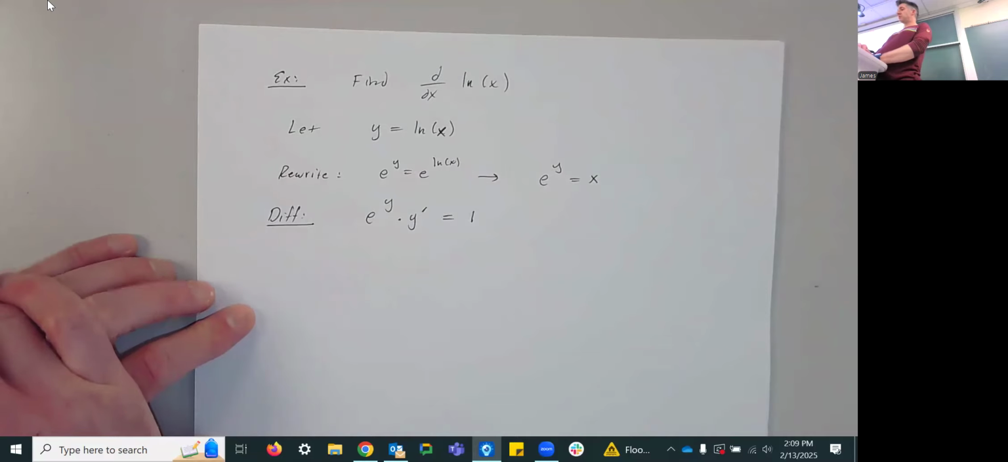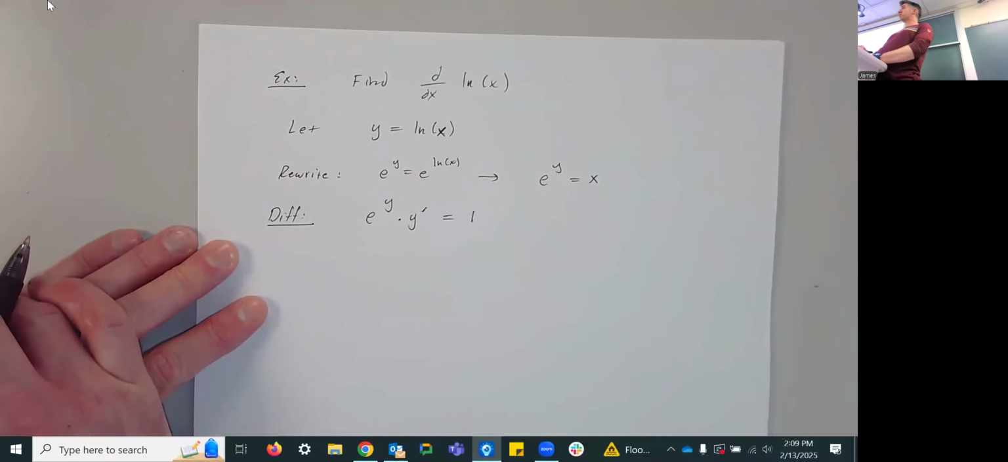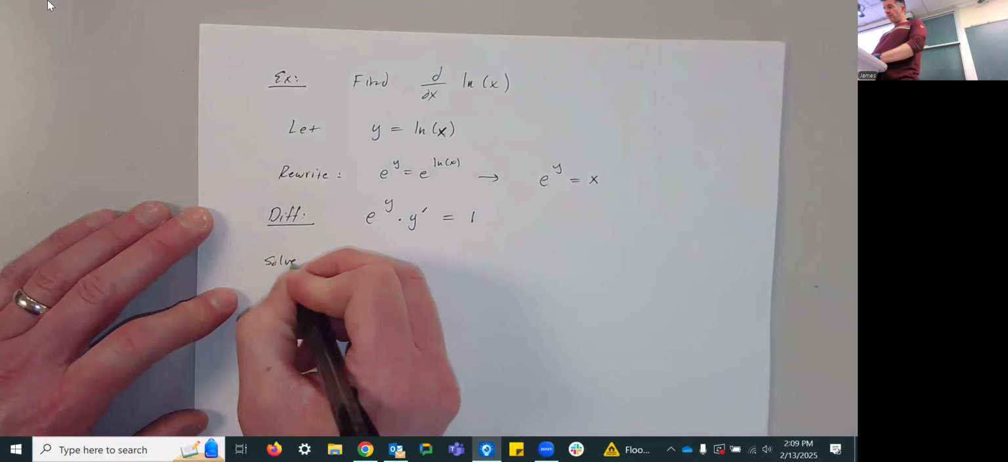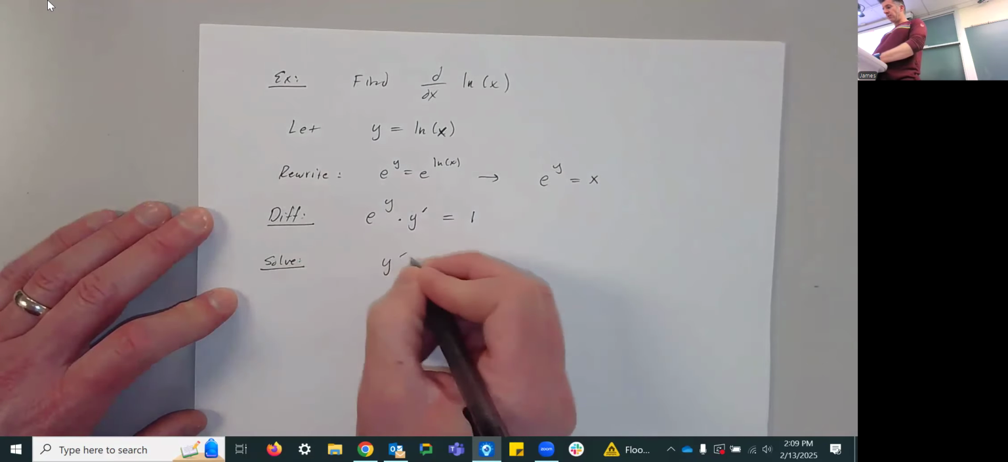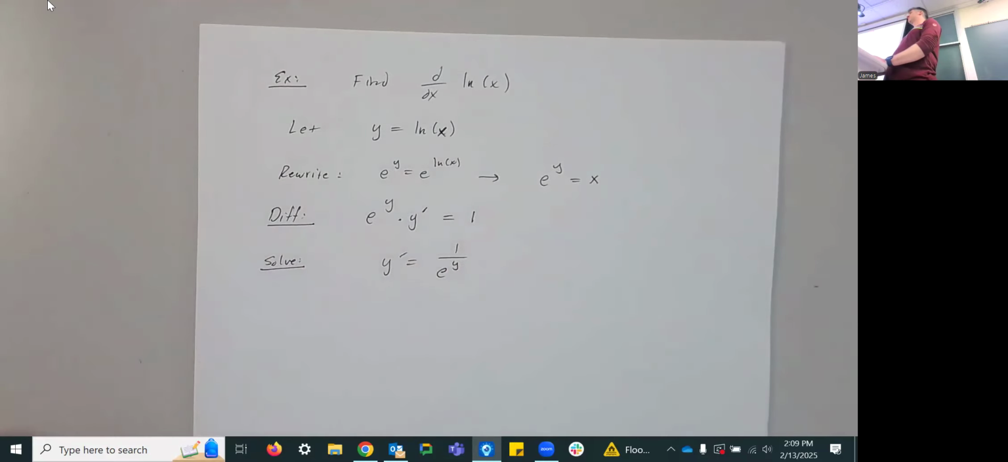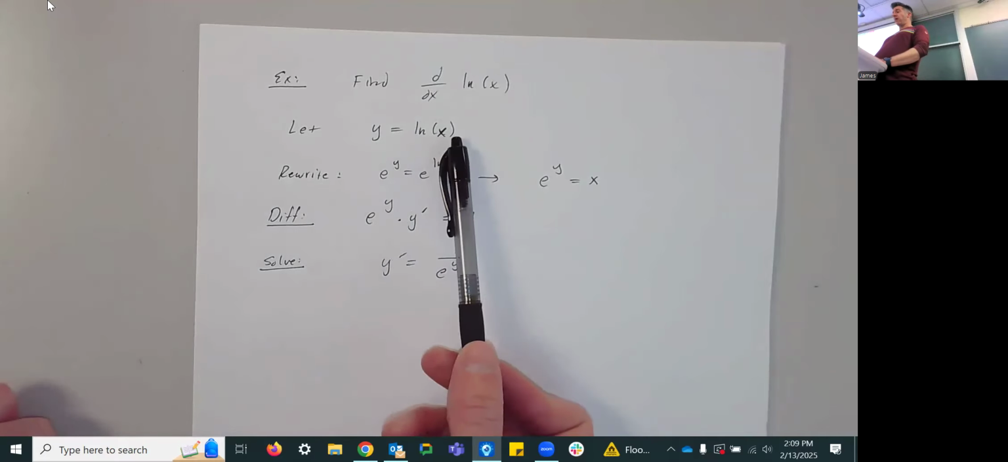Let's solve for y prime because we're trying to find the derivative here. So solve for y prime. We're going to get y prime equal to 1 over e to the y. Now, it's a little disappointing because we'd really like our answer to be in terms of the variable we started with. Our original function was y equal to the natural log of x. We prefer to write our answer as a function of x.